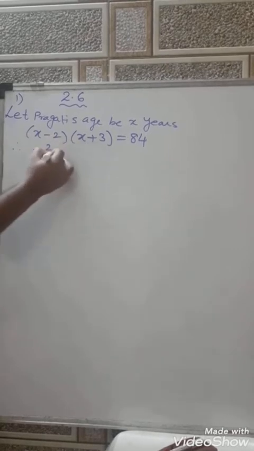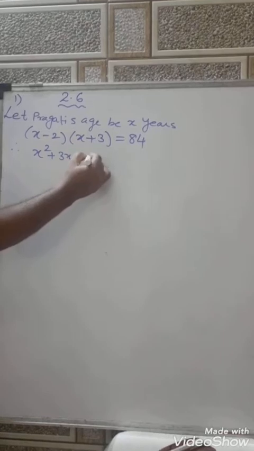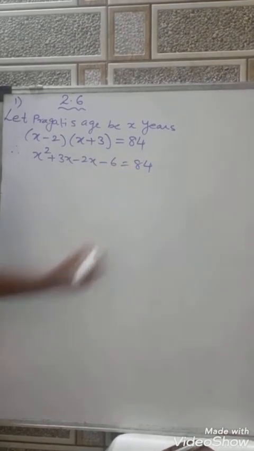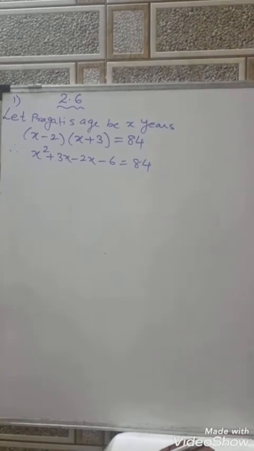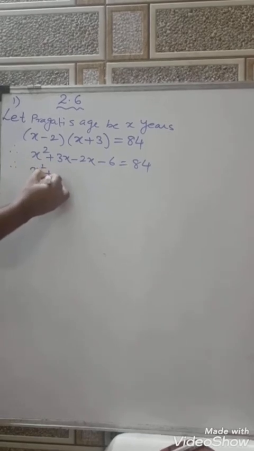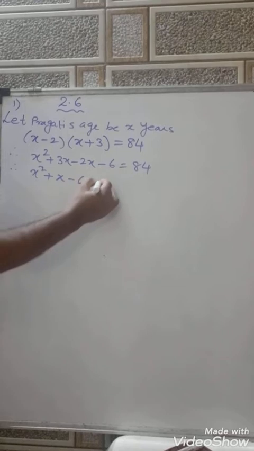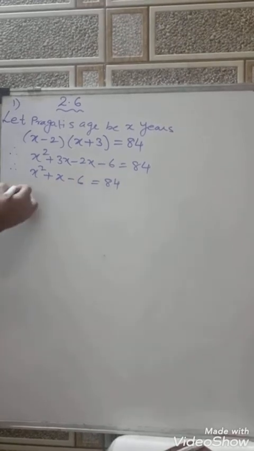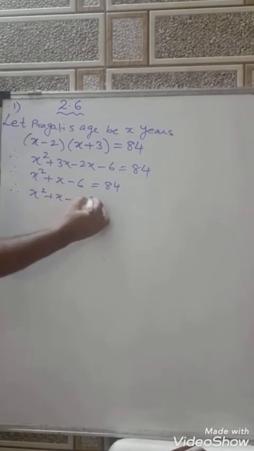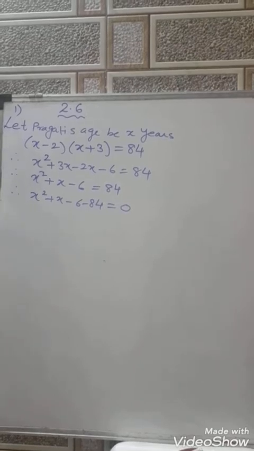x multiplied with x, then x multiplied with 3, then minus 2 multiplied with x, and minus 2 multiplied with 3, you get 6. That whole equals 84. Now x square plus x minus 6 equals 84. Shift the 84 to this side. So x square plus x minus 6 minus 84 equals 0.